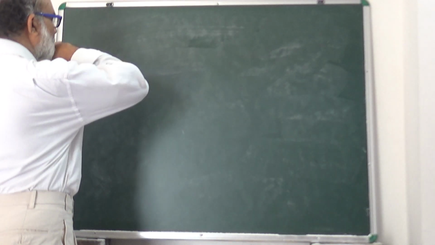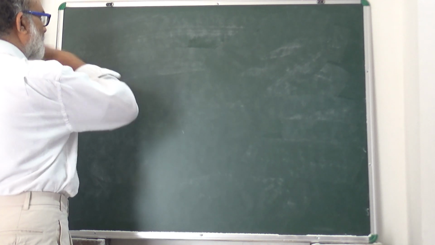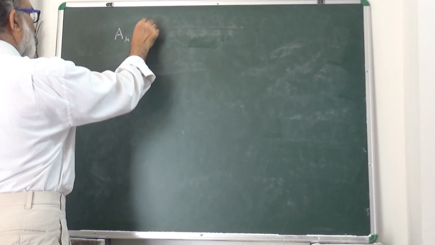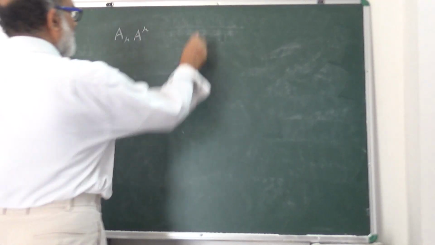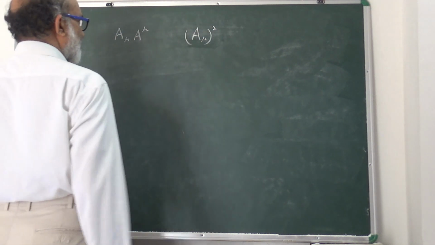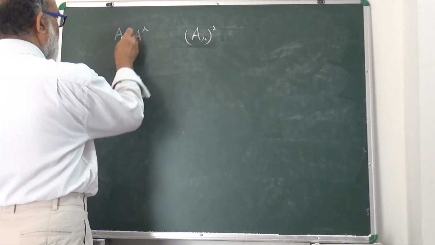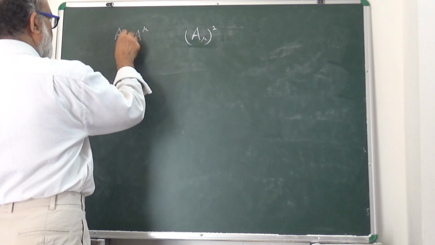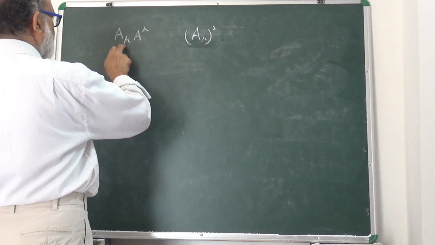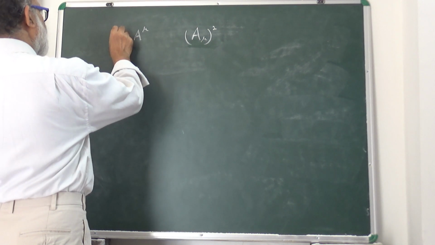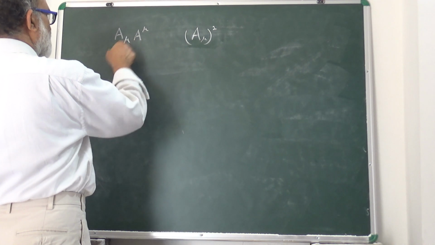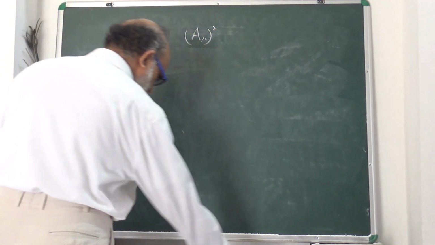So our aim is to understand why we write a vector like this, A mu, and not simply A mu square. In tensors, wherever you encounter relativity, you find that one of the components is written as a subscript and the next one as a superscript.